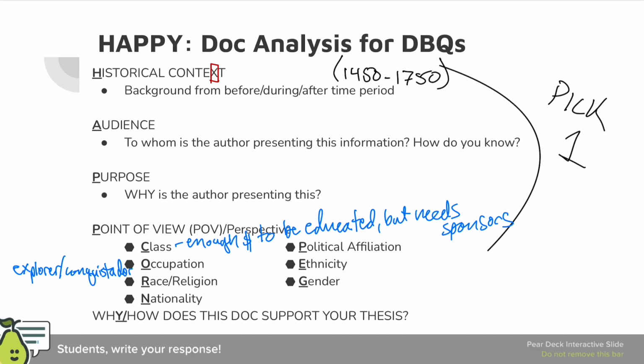But go ahead and take a moment to think about what is Christopher Columbus's race and religion, and how that might skew his point of view. All right, so for race, you should have put that Christopher Columbus was of the Caucasian race. For religion, you should have put that he was Christian, specifically Catholic.